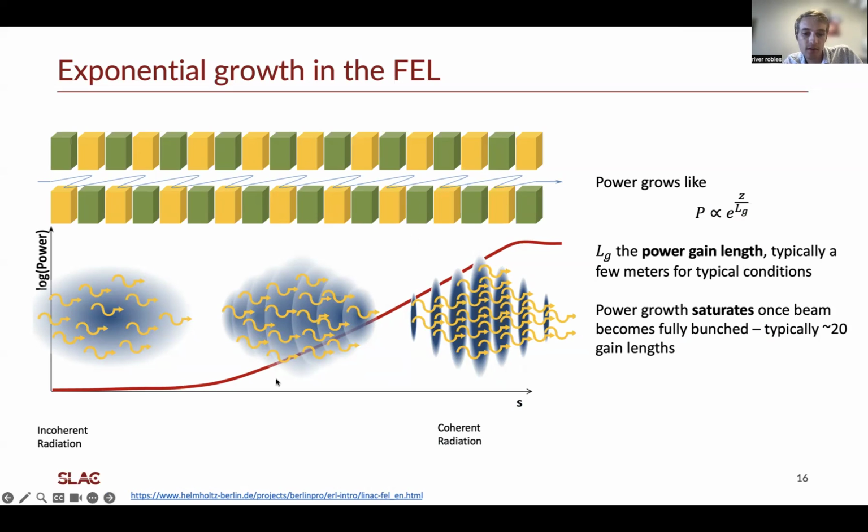So that growth in the exponential gain regime has some gain length, we call it, which is typically a few meters for modern free electron lasers. And that saturation point typically happens about 20 gain lengths into the process. And so you can combine these two facts to realize that undulators for free electron lasers are typically around 100 meters long, which is why they have to be built in these long linear arrays rather than in a big circle like the synchrotron.